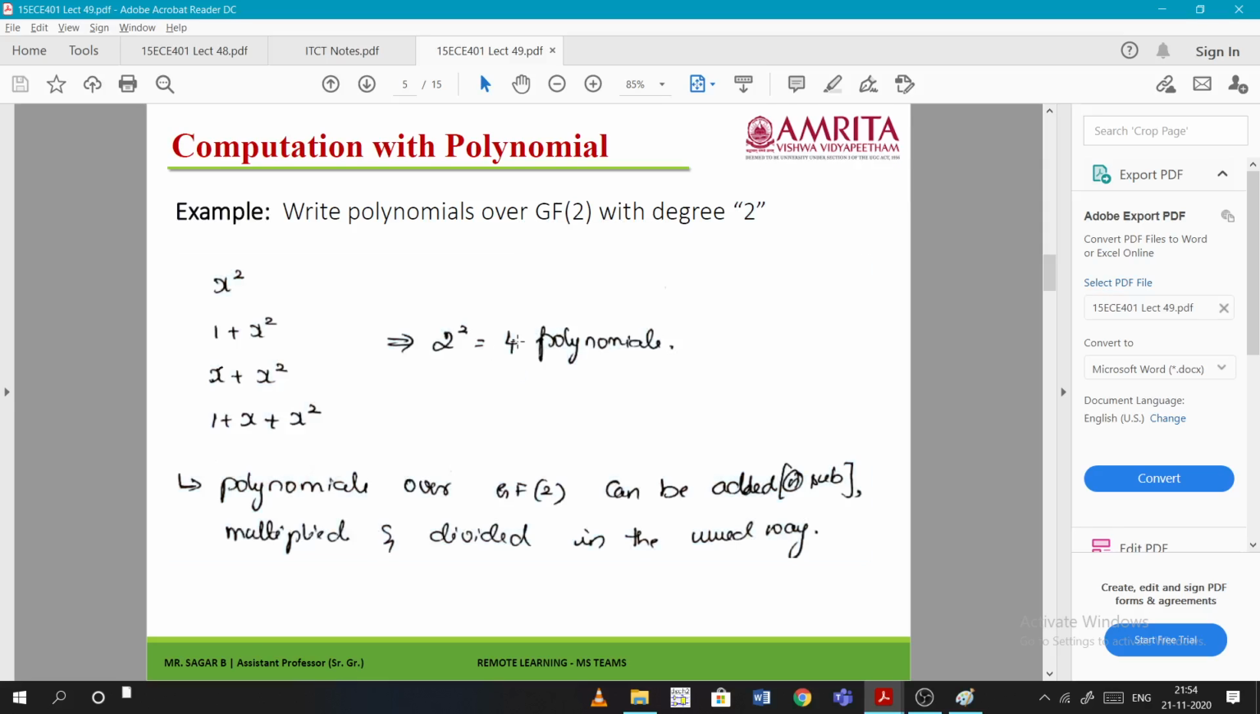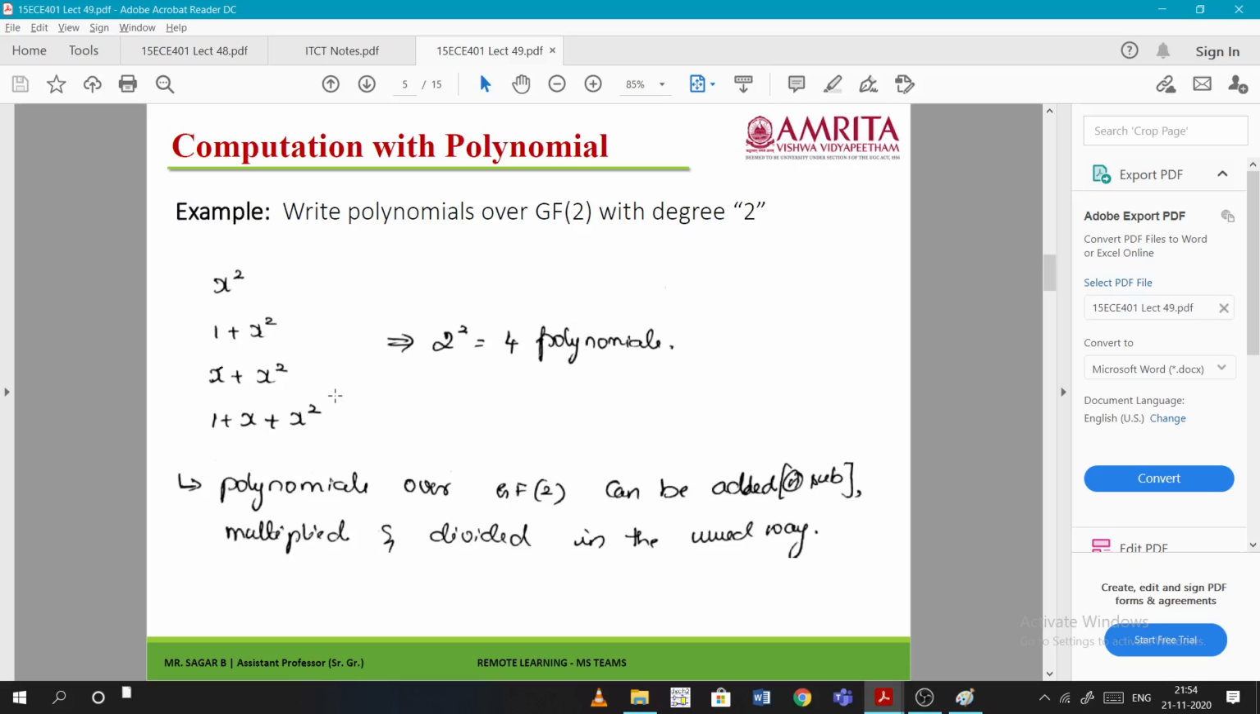So how do we know? Generally for a Galois field of 2 with a degree m, if the exam asks, we need to find 2 power m. For example if the degree is 3, we will get 8 possible polynomials. You can see here x square, with a degree 2, satisfied. Next 1 plus x square, degree 2, satisfied. x plus x square, the highest degree is 2. 1 plus x plus x square, the highest degree is 2. You can check, no other combination is possible other than these 4 with a degree of x square.